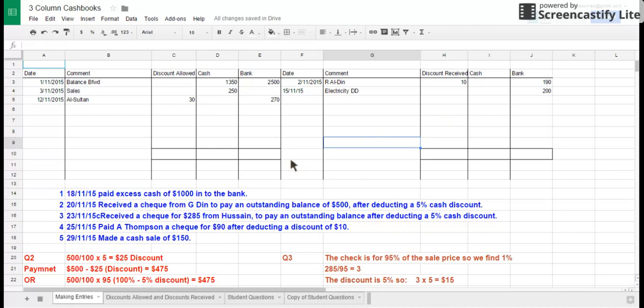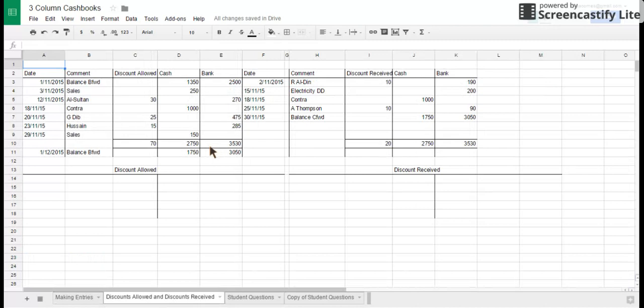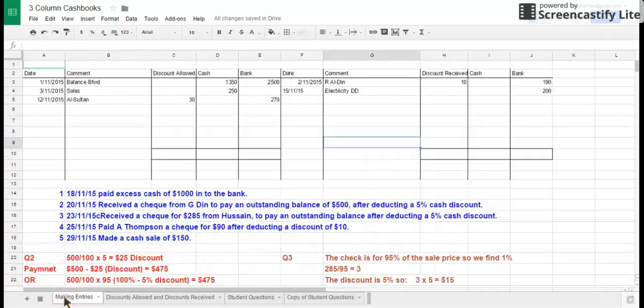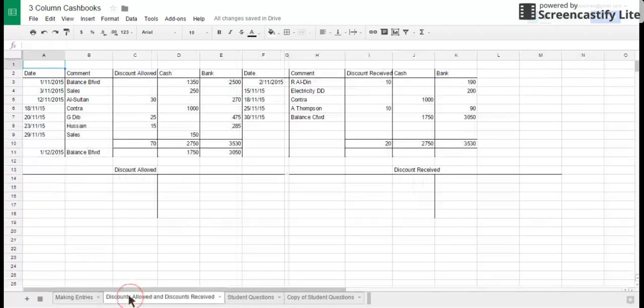Now, what I'm going to do is fill in 5 transactions for you, and then look at how we balance the accounts off. Once we've done that, you've got a question to have a go at doing. So, first thing is making the entries.